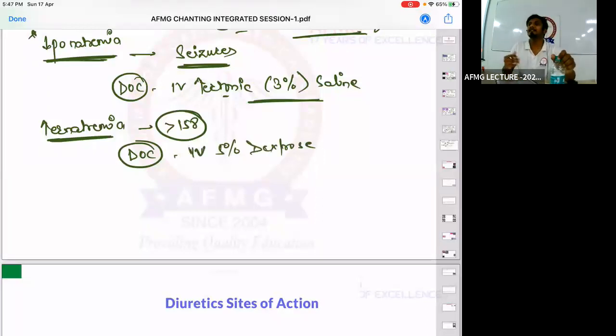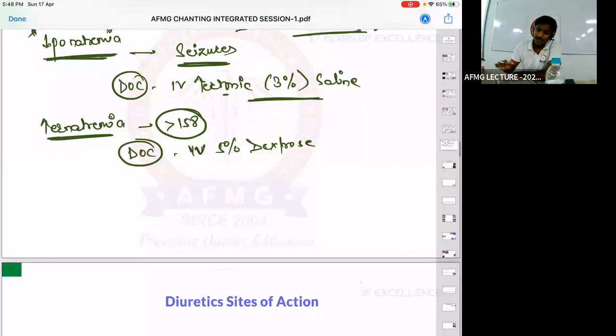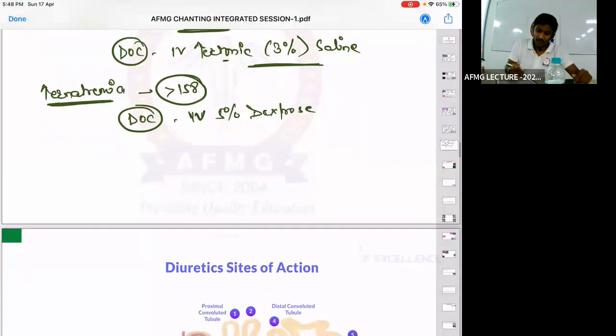Ringer lactate again contains a moderate amount of sodium. So in a hypernatremia patient, you will give a hypotonic fluid which contains less sodium. Drug of choice for hypernatremia: 5% dextrose. No issues with this. Now let me quickly tell you three things about hyponatremia.